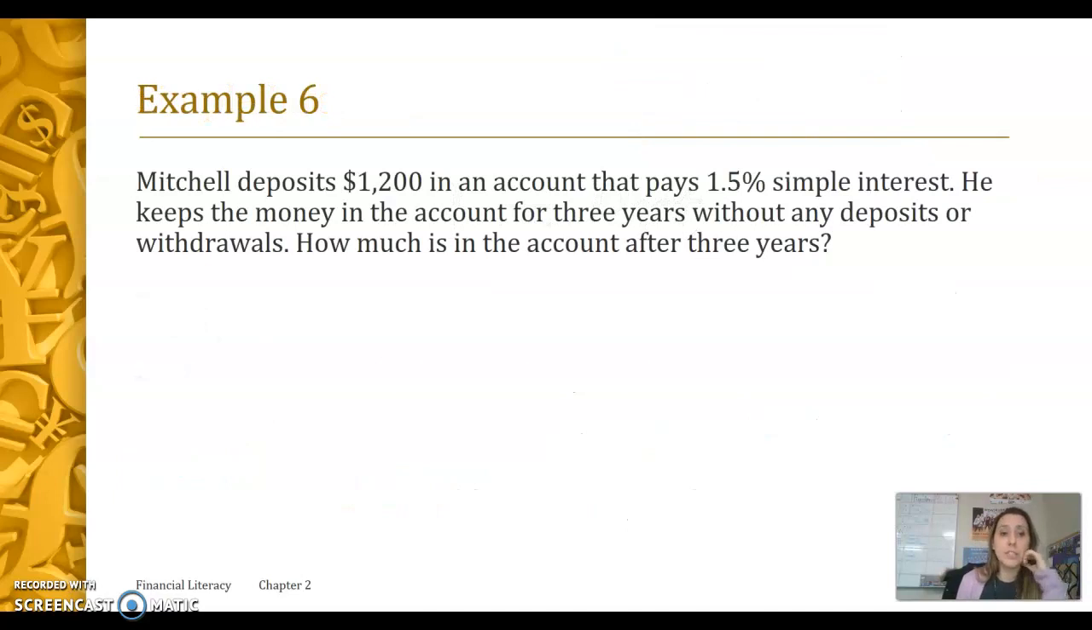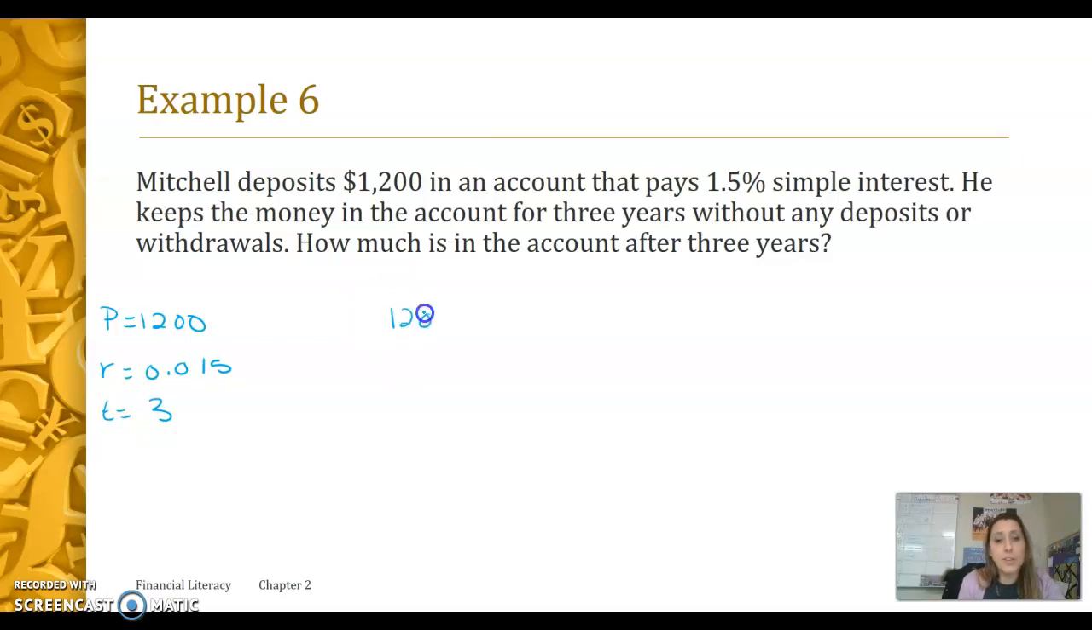Okay, so we're going to do our first example with Mitchell, and he's going to deposit. So what I'm going to do is start writing out what I know. I know the principal is $1,200 because that's my initial amount. The rate is 0.015 because it's 1.5%. And it says the amount after 3 years, so the time is equal to 3.